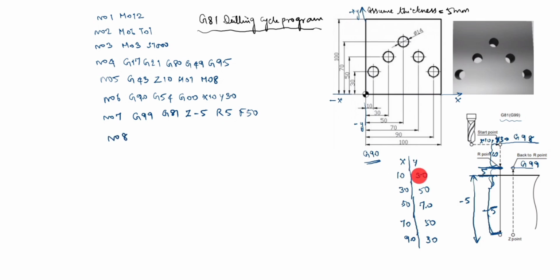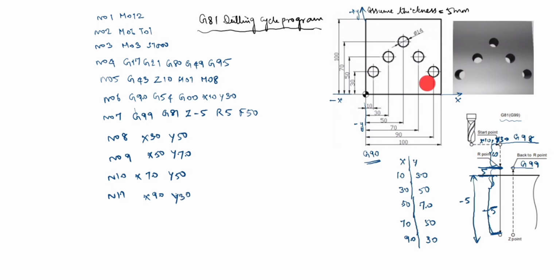N08, you see here this X and Y. First X10 Y30 finished. After that, the second hole. The second hole position is 30, 50, so you have to write X30 Y50. In this case, you would have to write G99, but no need to write it. Automatically it takes the G99 code. N09, X50, Y70. The fourth hole is 70, 50, so N10 is X70, Y50. N11, the next hole is 90, 30, so you can write X90 Y30.